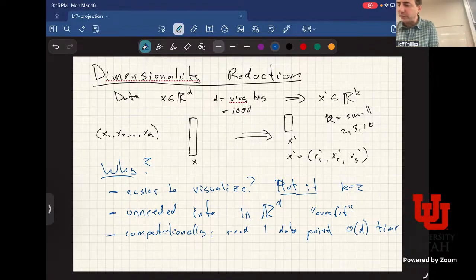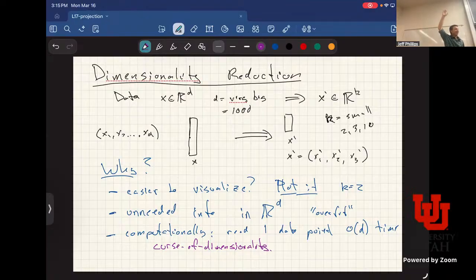Okay, there's also something called the curse of dimensionality. So how many people have heard of the curse of dimensionality, maybe? All right, so this is what can happen when there are some algorithms where the runtime is something like O of n to the d.